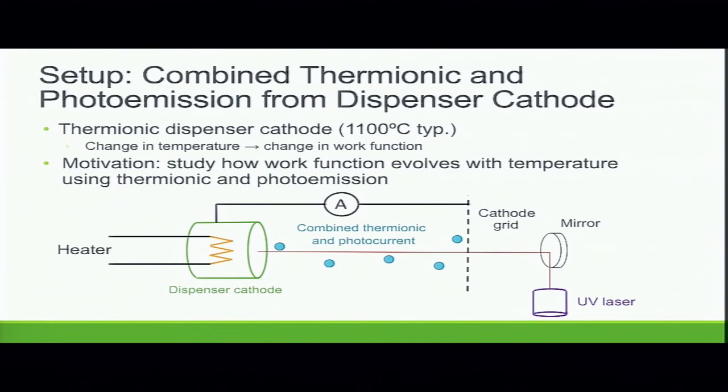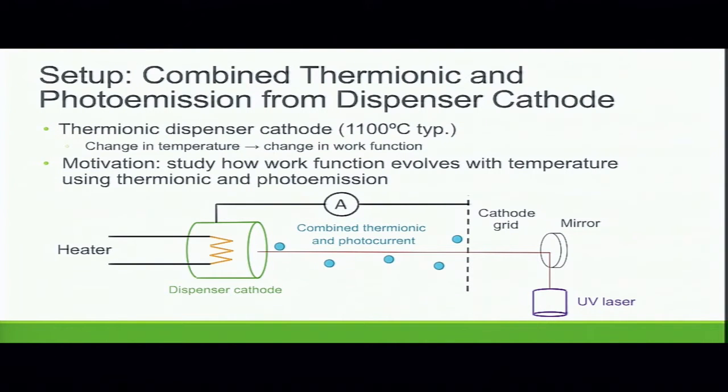Dispenser cathodes are in particular special because when you heat them up, first of all, you get thermionic emission, but also it's like a tungsten sponge on top of a barium reservoir. So when you heat it up, the barium diffuses to the surface and it lowers the work function on it.